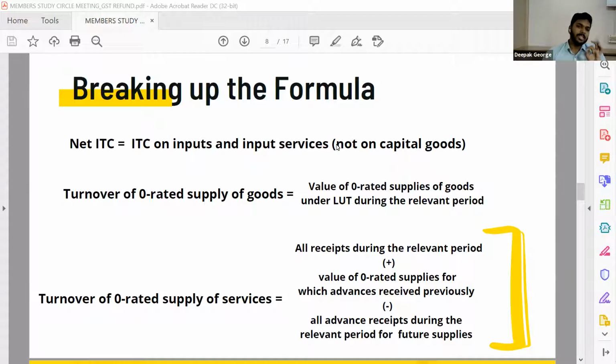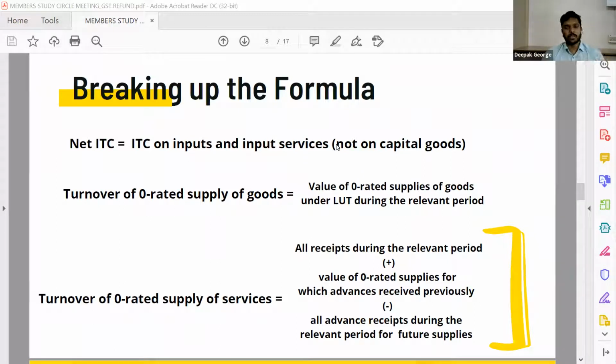Why? Because it is clearly mentioned, the definition of net ITC in this particular sub rule excludes capital goods, which means, what is the logic behind exclusion? Well, capital goods have a durability and usability of more than a particular number of years, and therefore you are buying capital goods, you're capitalizing that, and then you're claiming credit of the tax that you paid on that. Government says no, that is not possible.